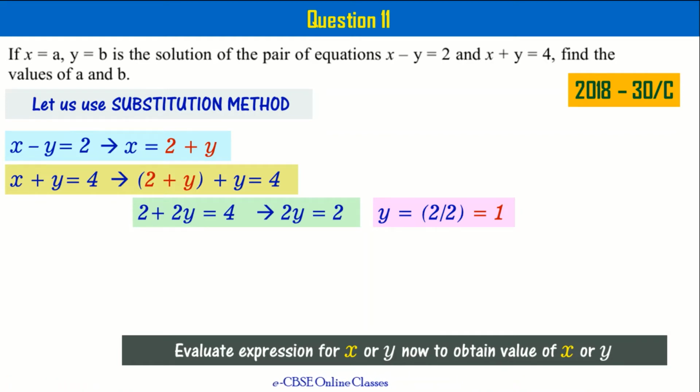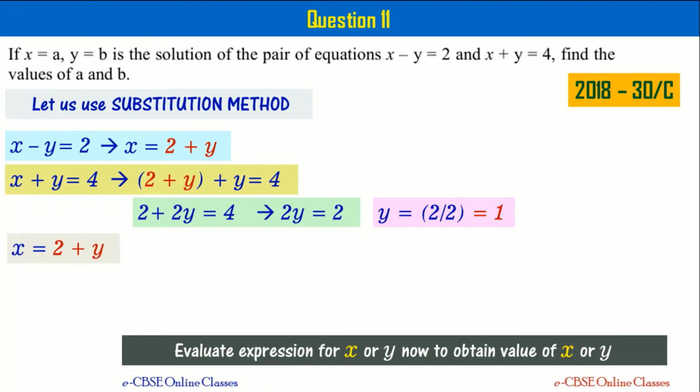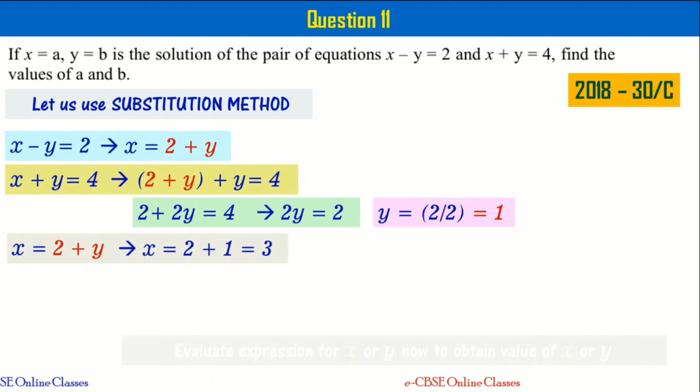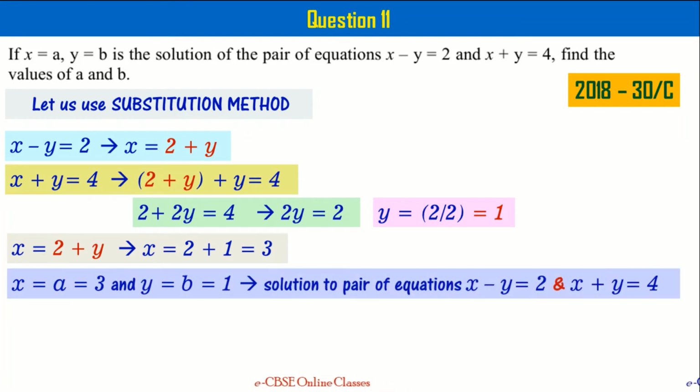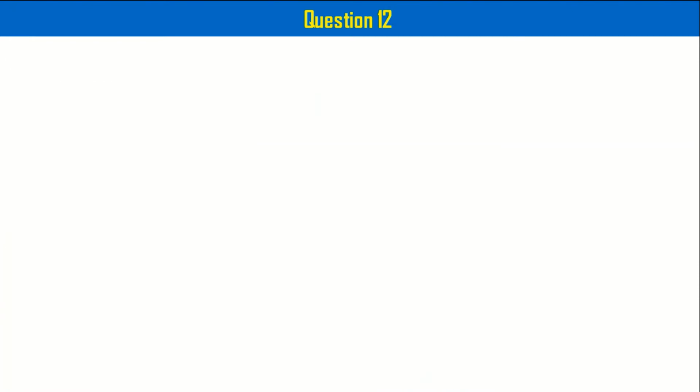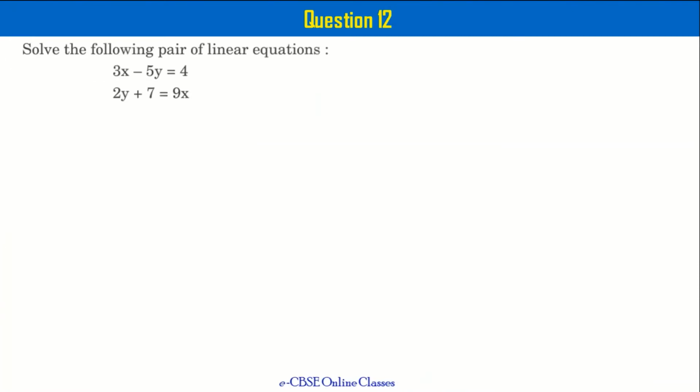Since we have y, what we do is substitute the value of y equal to 1 into x equal to 2 plus y and simplify it, such that you get x equal to 3. It means x equal to a equal to 3 and y equal to b equal to 1 are the solutions for the given pair of equations. Let's go to the next question, that is question number 12.